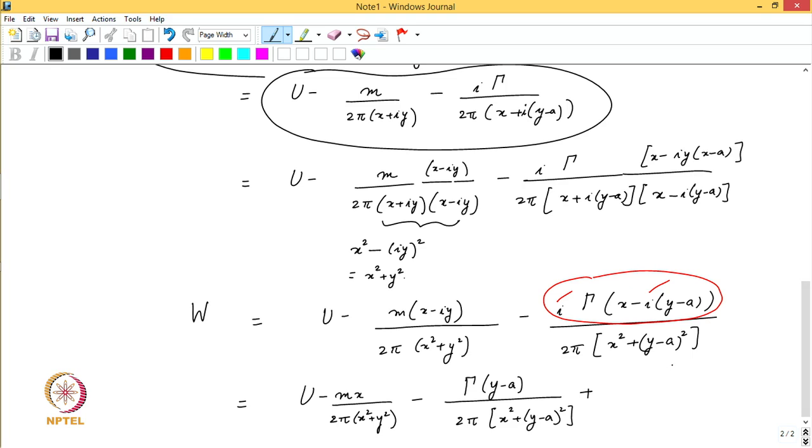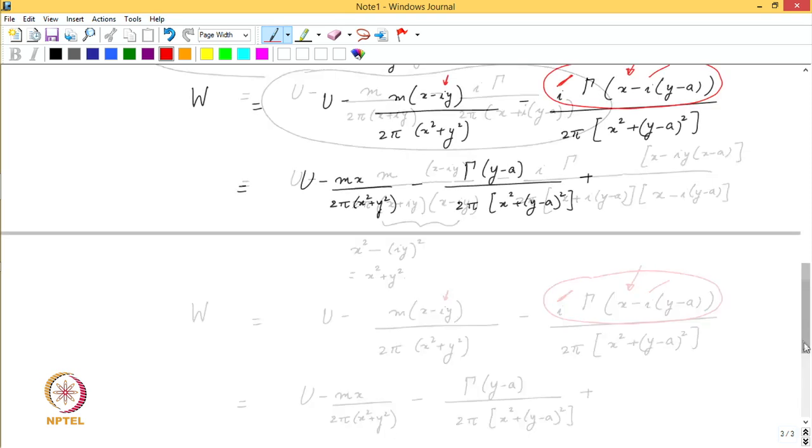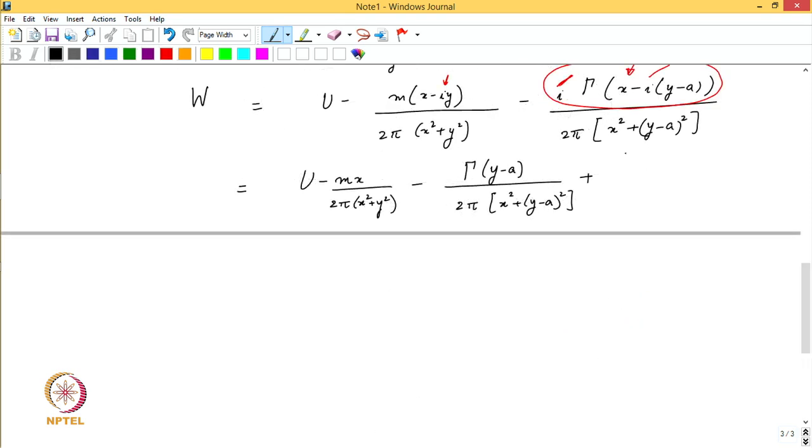The imaginary part will come from this iota here, and then this iota multiplying the x part here. So, we will get this as plus iota m y by 2 pi, over x square plus y square, and then we will get minus iota gamma x by 2 pi, over x square plus (y minus a) square.